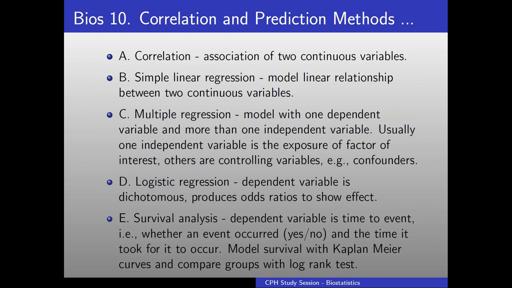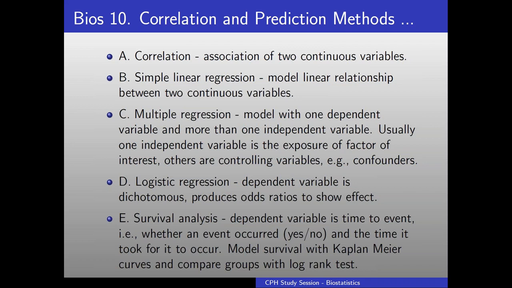Number 10 lists correlation and prediction methods. Correlation you use for determining the level of association between two continuous variables. It's actually very much related to linear regression, which is B. The purpose of linear regression in general is to model the linear relationship between two continuous variables.